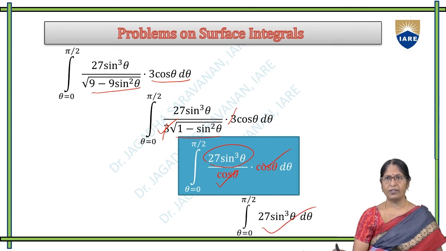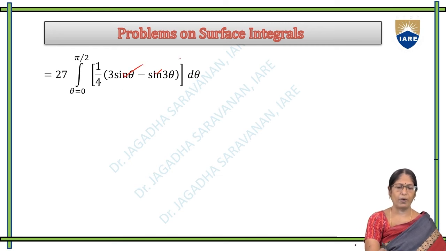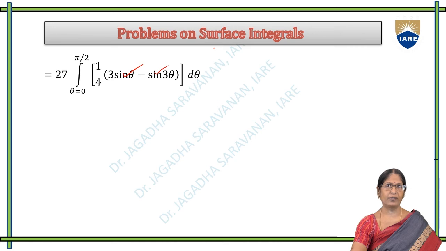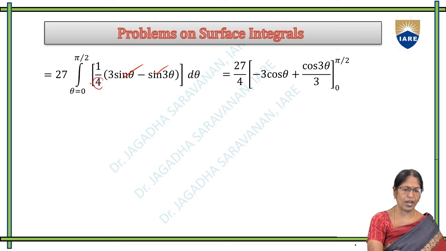So finally we obtained the integral from theta between 0 to 90 degrees of 27 sine cube theta d theta. So far we have done the substitution. We have to do the integration now. So 27 integral theta from 0 to pi by 2, and sine cube theta we replace by the corresponding trigonometric formula, that is 1 by 4 of 3 sine theta minus sine 3 theta d theta. So we will do the integration now. This 4 we have taken out.